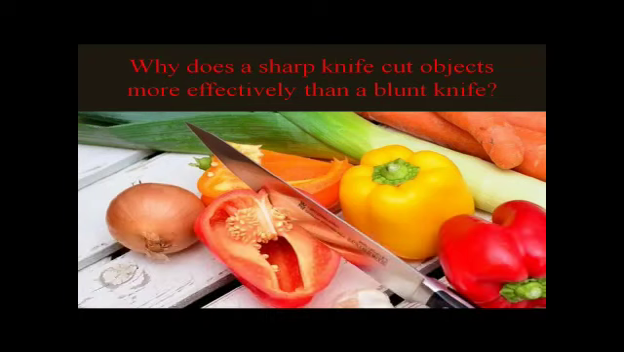Children, why does a sharp knife cut objects more effectively than a blunt knife? A sharp knife has a very thin edge on its blade. A sharp knife cuts objects like fruits and vegetables better because of its very thin edge. The force of our hand falls over a very small area of the object.